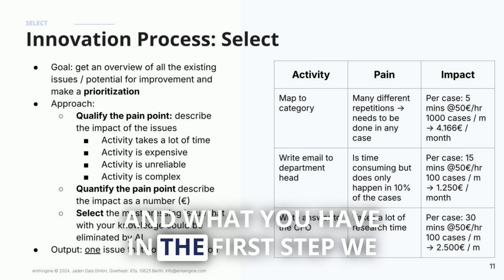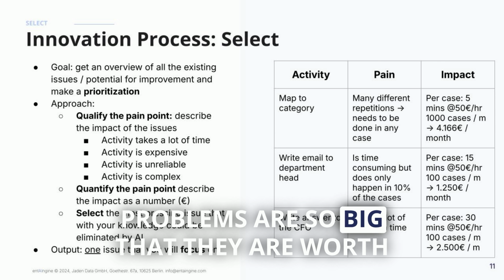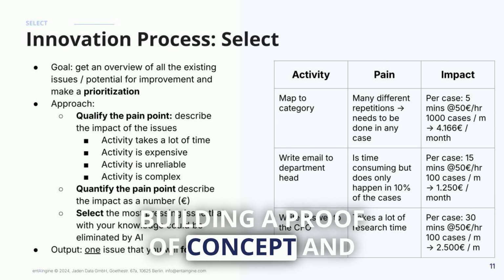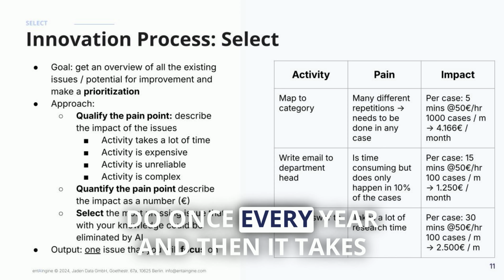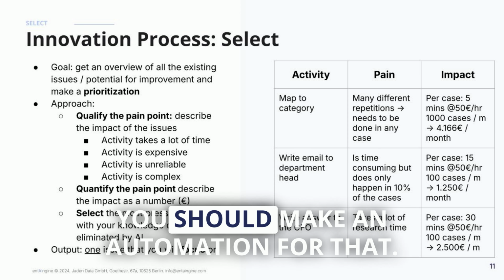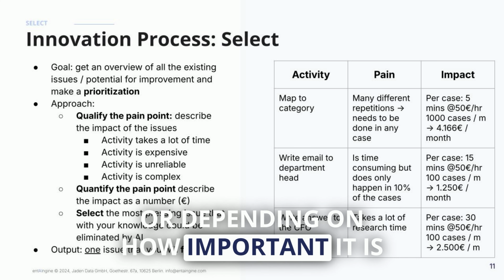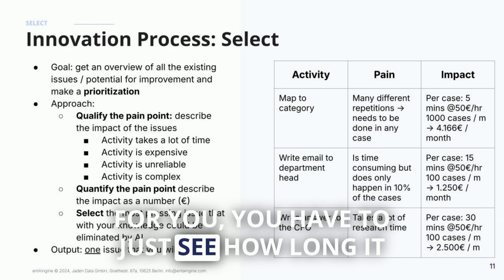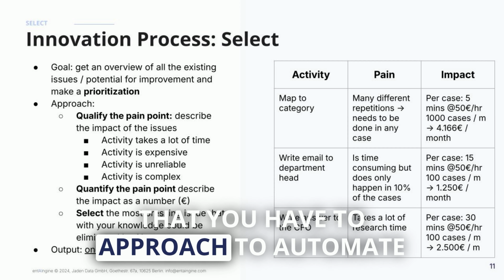And what you have in the first step really to do is to find out which of these problems are so big that they are worth building a proof of concept and making it better. Because if you have a process that you do once every year and then it takes you 5 minutes, there's no point why you should make an automation for that. Or, depending on how important it is for you, you have to just see how long it will take to amortize the investment that you have to do upfront to automate.